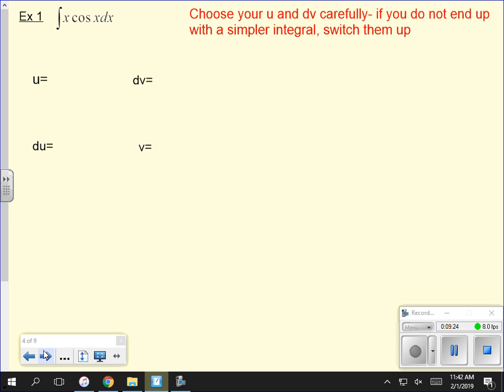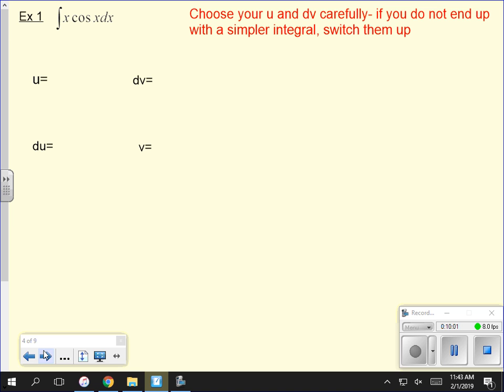So here we go. Notice I have in the notes right up on top, choose your u and your dv carefully. If you do not end up with a simpler integral, change them. Now remember, everything is either going to be u or dv. The x cosine x dx. Everything is going to be one of those two things. There will not be anything in there that is unaccounted for.